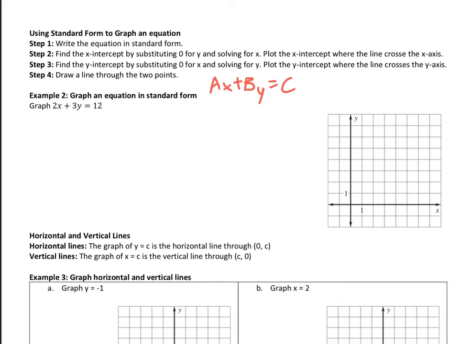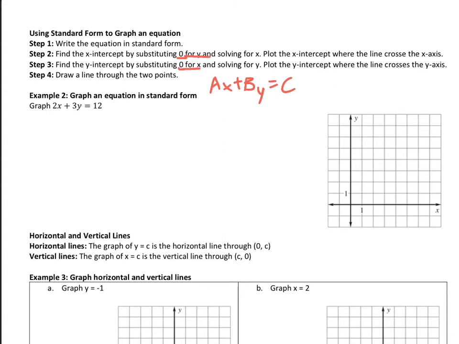You find your x and y intercepts. The way you find your x-intercept is you substitute 0 for y, and then you solve for x. And then you plot that at the x-intercept, where it crosses the x-axis. To find the y-intercept, you do the exact opposite. You substitute 0 for x to find the y-intercept, and you solve for y. And then you plot your y-intercept. Then you have 2 points. Then you can graph a line.